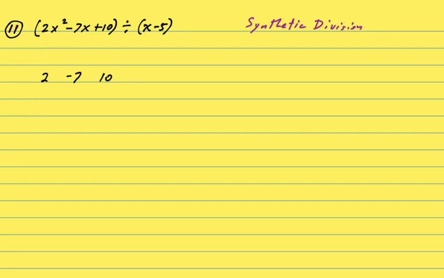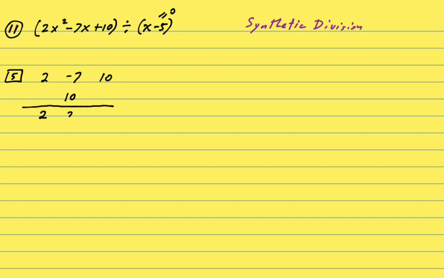And what is that divided by? X minus 5. But what makes this 0 would be 5. So 5 is what goes in the box. So bring down your first number, 2. Multiply. 5 times 2 is 10. It goes here and you add.